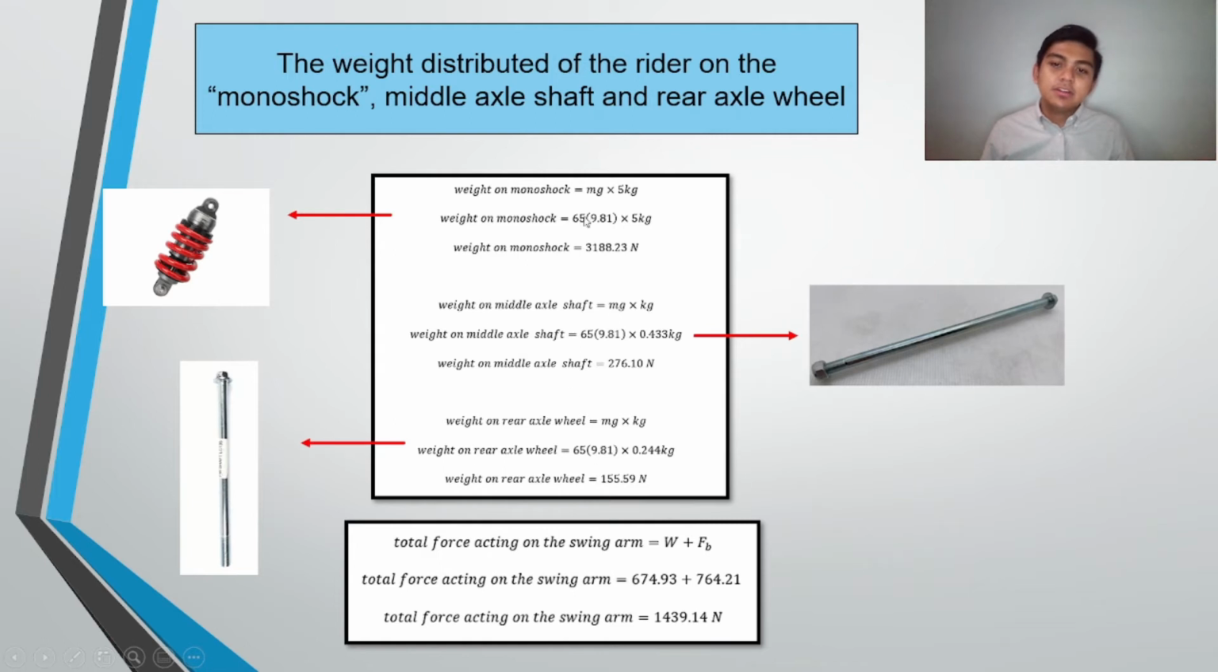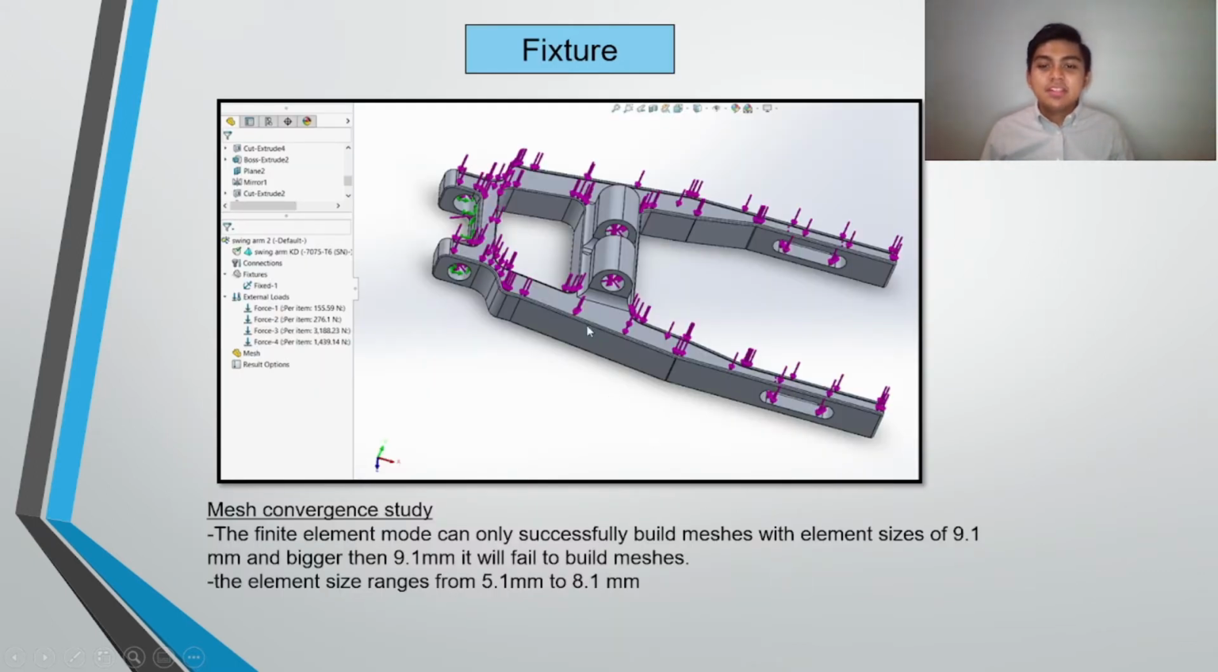Next, the weight distribution of the rider on the monoshock, middle axle shaft and rear axle wheel. This is the calculation for the monoshock. This is the calculation for the middle axle shaft, and this is the calculation for the weight on the rear axle wheel. This is the total force acting on the swing arm, 1439.14 Newton. This is the fixture.